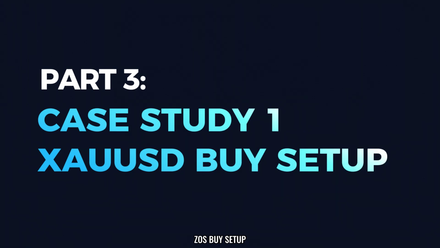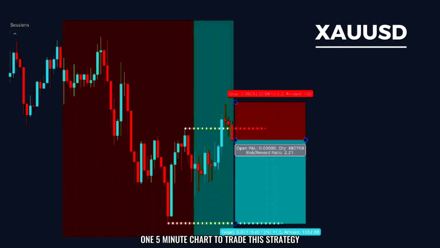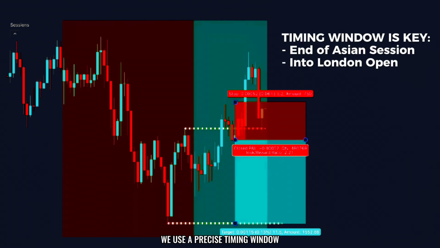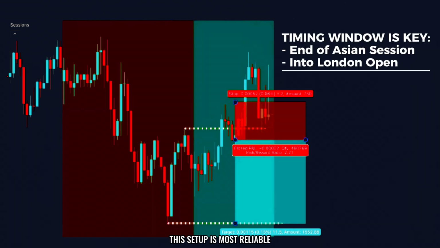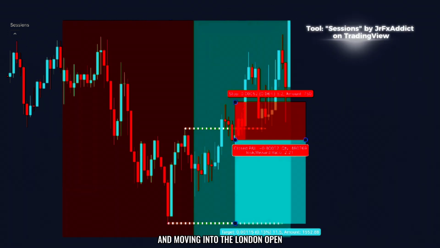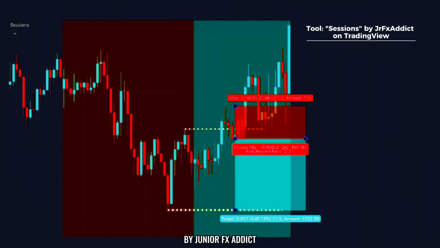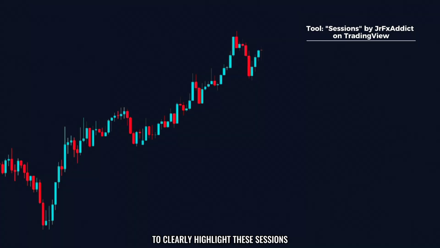Part 3. Case Study 1. ZOS Buy Setup. Let's look at a live chart example on the XAU-USD 5-minute chart. To trade this strategy, we use a precise timing window. This setup is most reliable near the end of the Asian session and moving into the London Open. We will use a clean, free TradingView indicator called Sessions by JuniorFX Addict to clearly highlight these sessions.